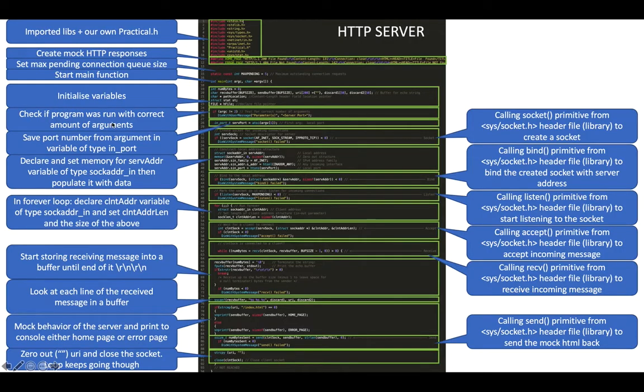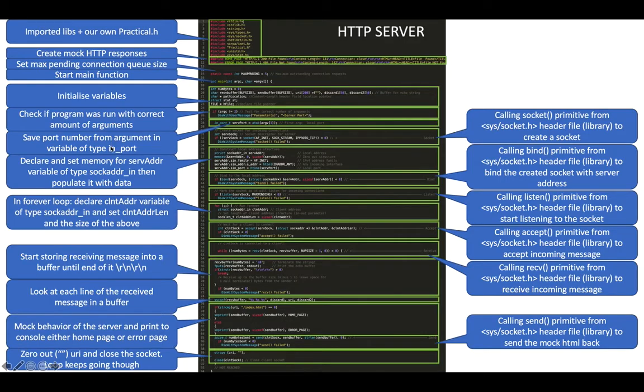Check if the program was run with the correct number of arguments. That's just two, because the server is run by doing just the program and the port that it's using and nothing else. So just two arguments, program and the port. That's why it's two in here.